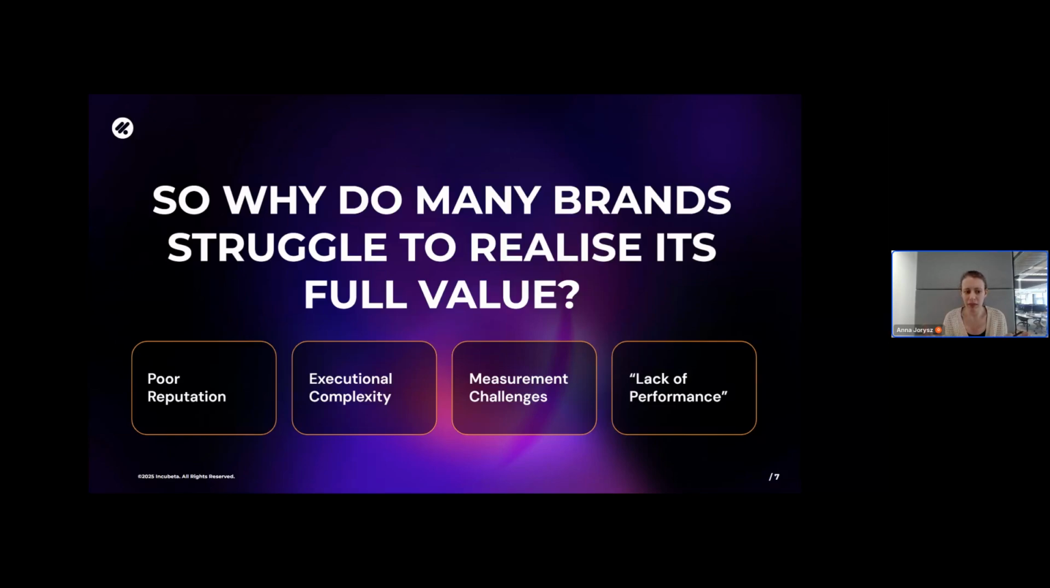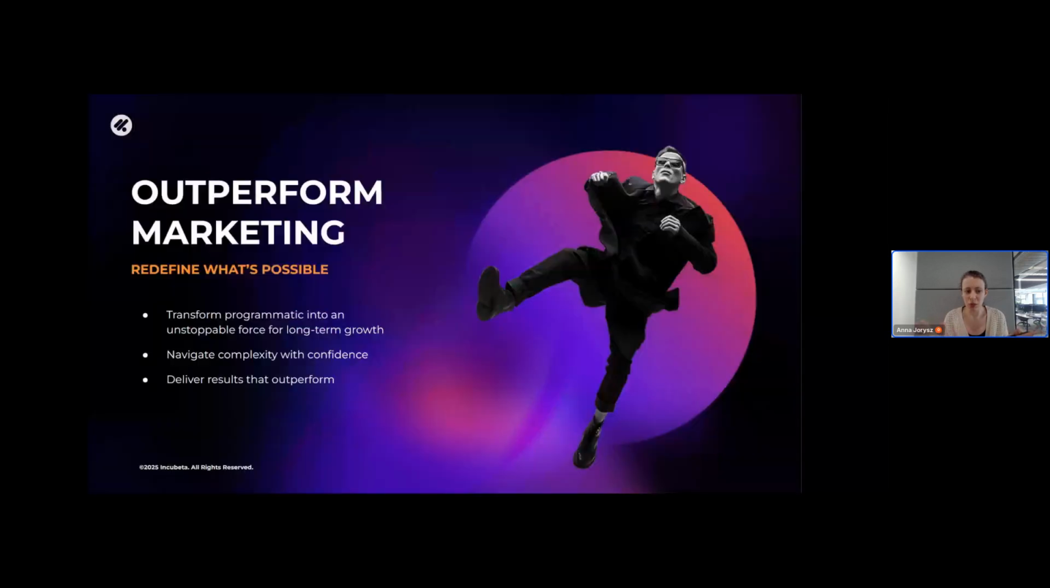That brings me to what we've called this, which is a reference to outperformance. I think if you've been to any of our events recently, you'll have seen a slide that looks something like that.